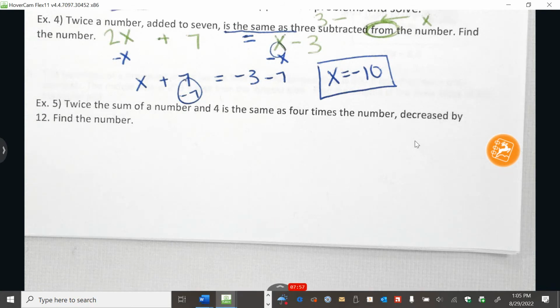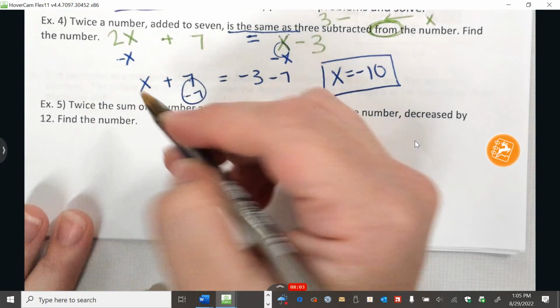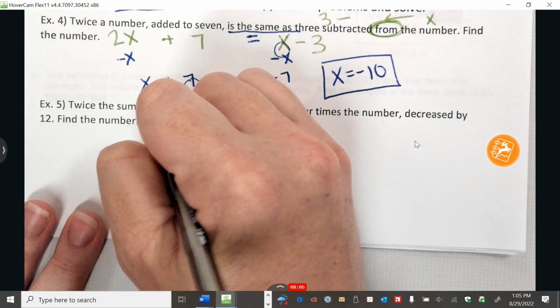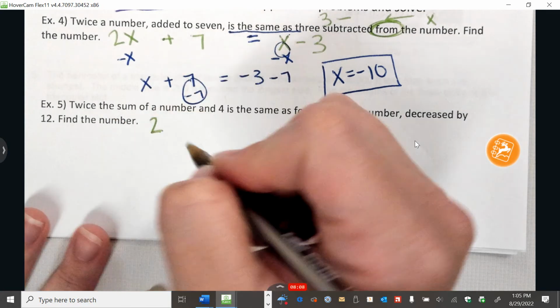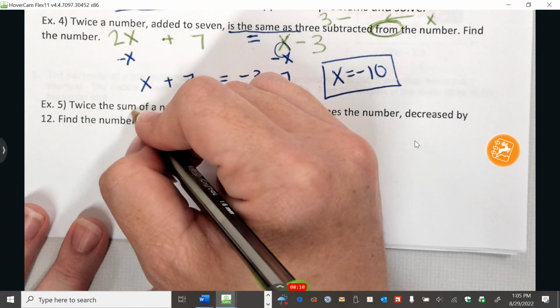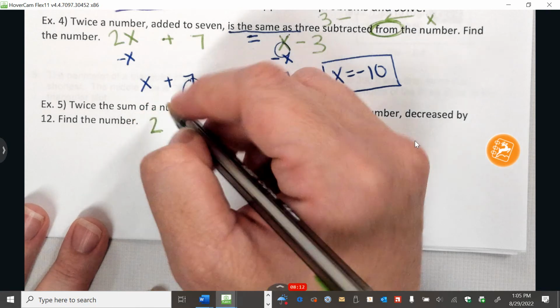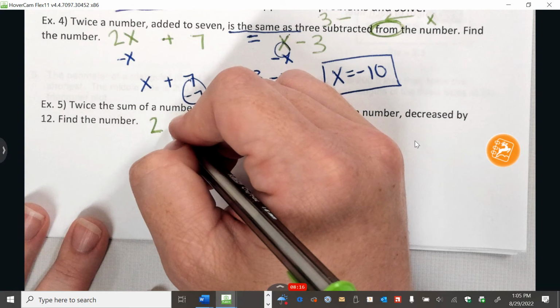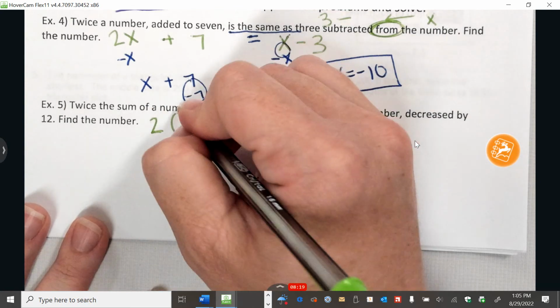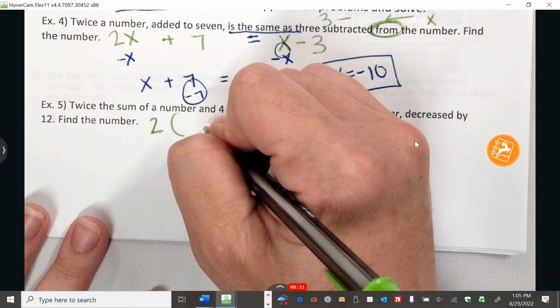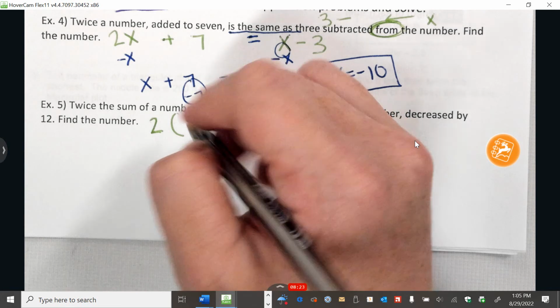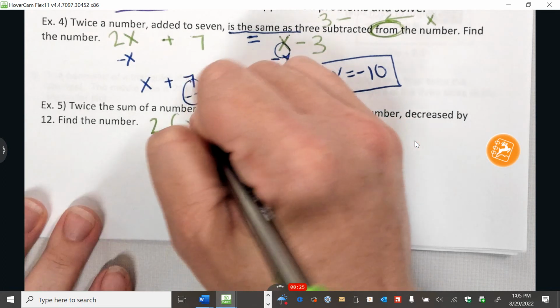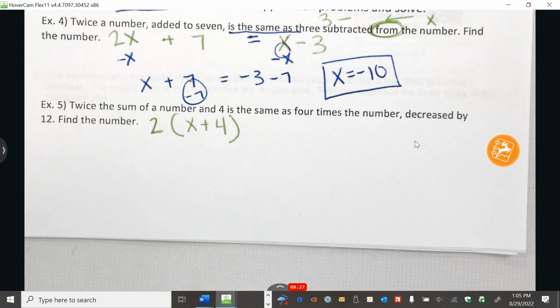Okay, so what did we get? What does twice tell me to put? 2, not x. It doesn't say 2 times the number. Then it says sum. What do I put when I see the word sum? Plus. Well, plus in the middle, but right when I see the word, what should I put? Parentheses of a number and 4. What goes in the middle of the parentheses? X plus 4. That's where the plus goes, in the middle of the parentheses.